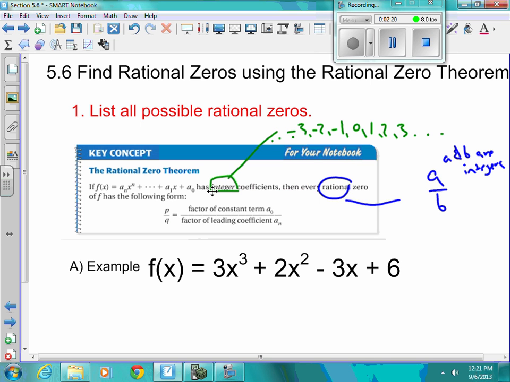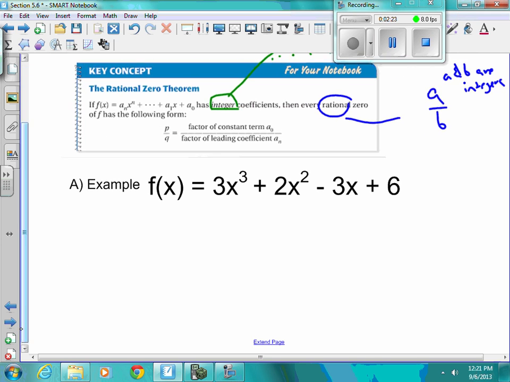Okay, so just a couple things to point out as we go through when you're reading this. So what does that all mean? It means we can list out possible rational zeros by just looking at the equation. In order to use the rational zero theorem, you have to look at the polynomial. You have to say, okay, does it have integer coefficients? 3, 2, -3, and 6, those are integer values. So we need no fractions, no decimals. So I can use the rational zero theorem.